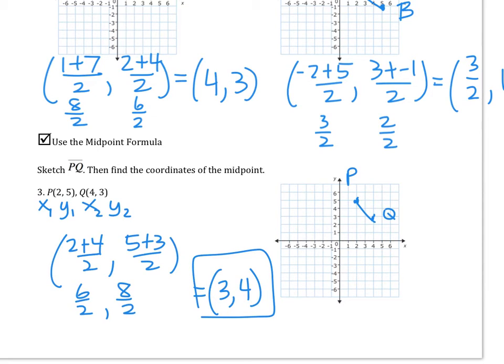Okay, looking at the first one, you should have x1, y1, x2, y2. You're going to add the two x's, 2 and 4, divided by 2, and you're going to add the two y's, 5 plus 3, divided by 2. Simplifying, the coordinates for the midpoint would be 3, 4. Graphing, you can see what that graph looks like.